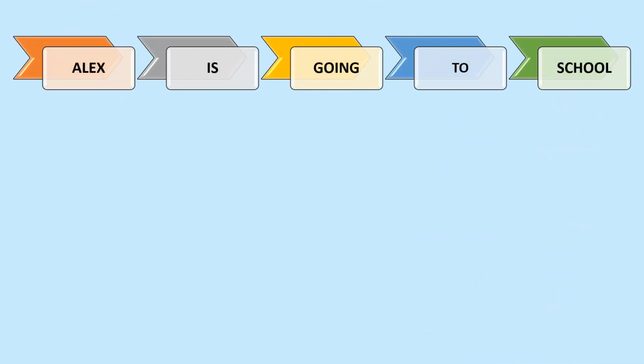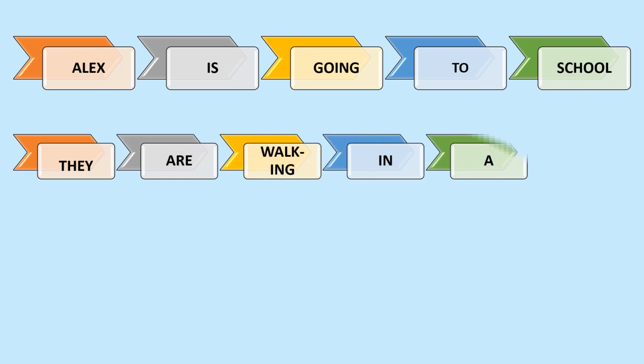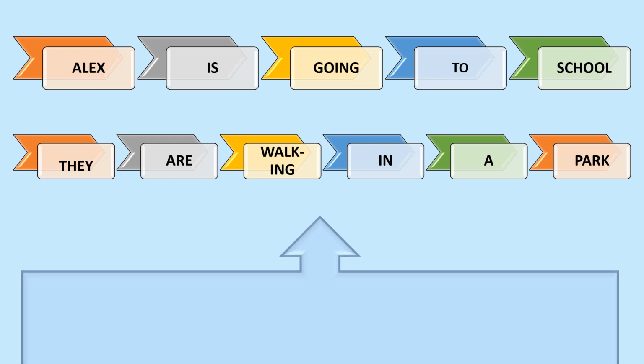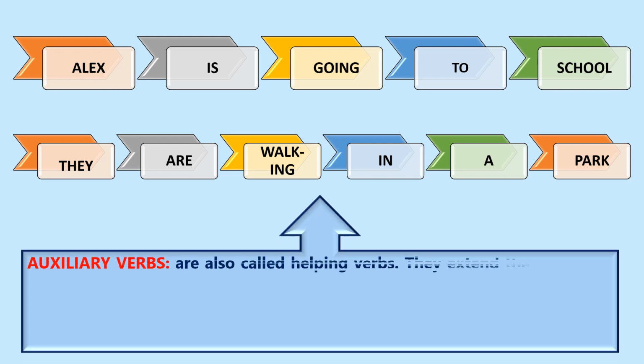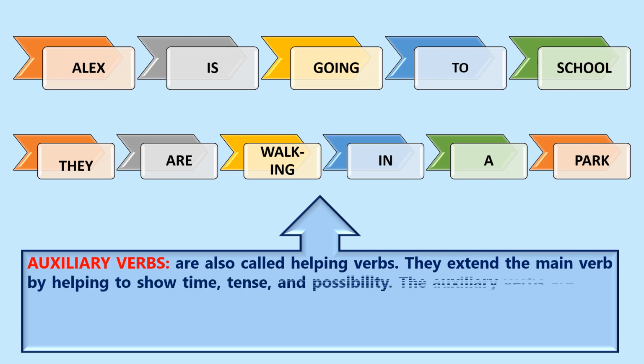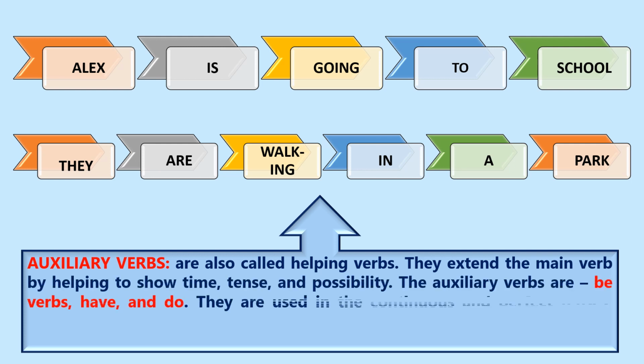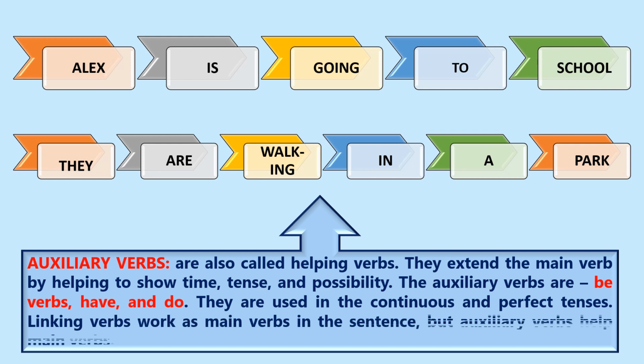Alex is going to school. They are walking in a park. Now, if you look at the first sentence, Alex is going. So we have both these as the verb. Are walking. They are walking. Now, these type of verbs are called auxiliary verbs, helping verbs. They extend the main verb by helping to show time, tense, and possibility. Auxiliary verbs are be verbs, have, and do. Okay, they are used in continuous and perfect tenses.